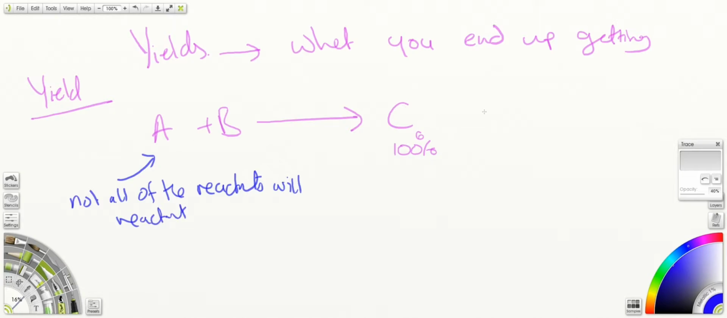B is that you might have waste product. So this is another reason. So we want C, but actually we end up getting D. So waste products are formed.